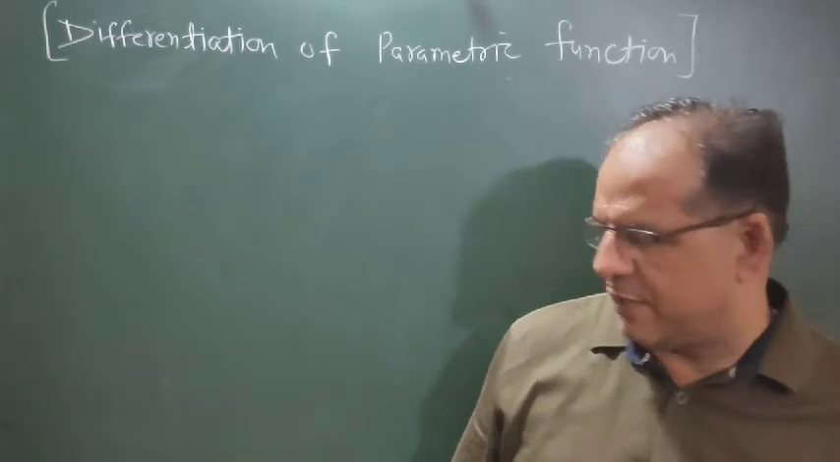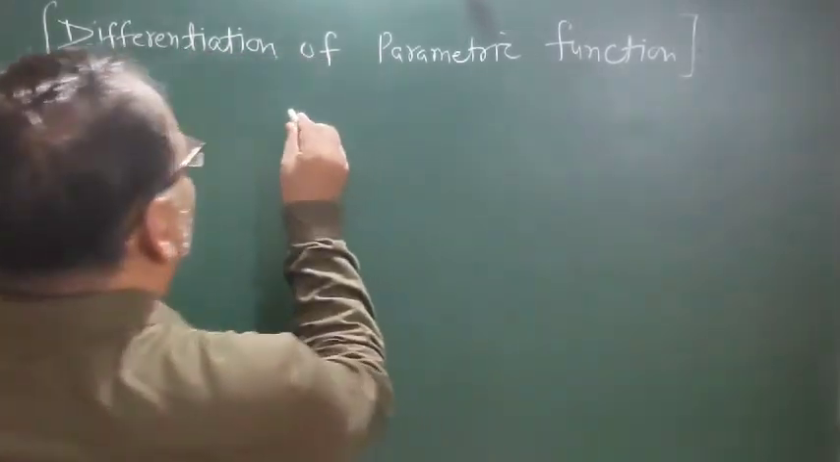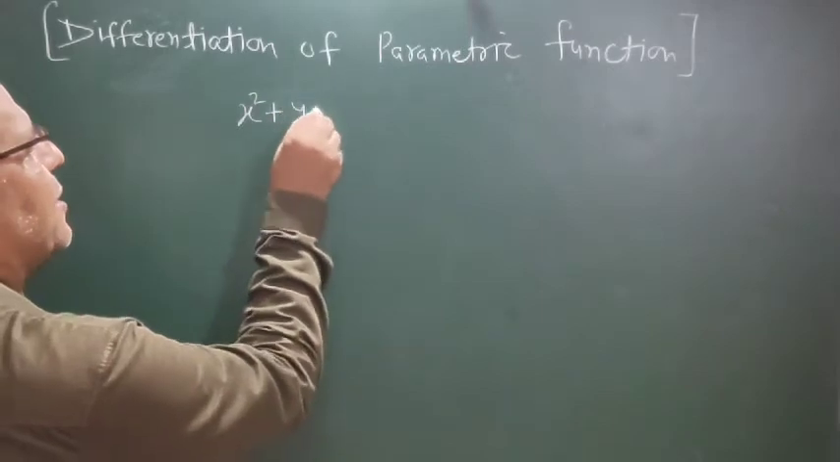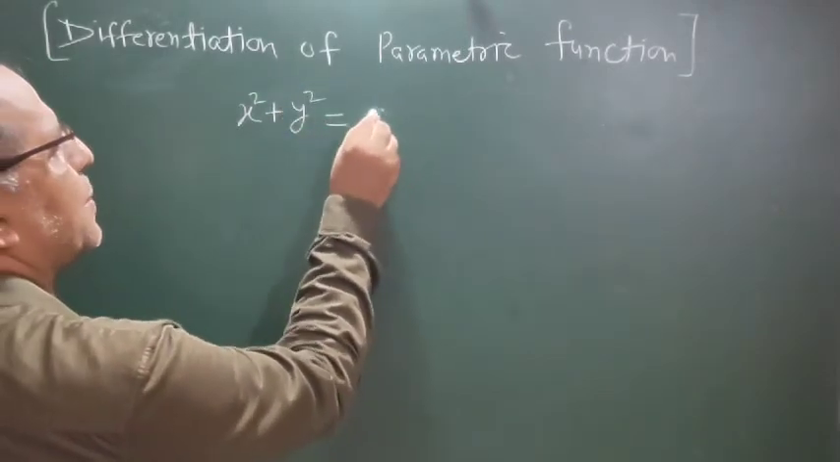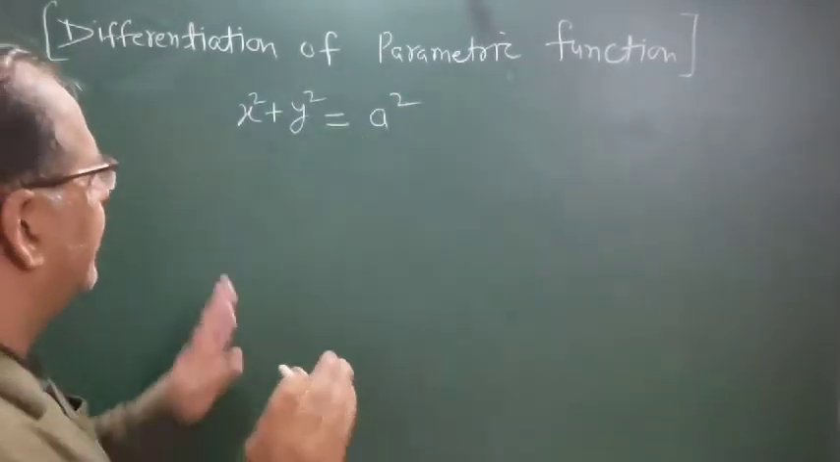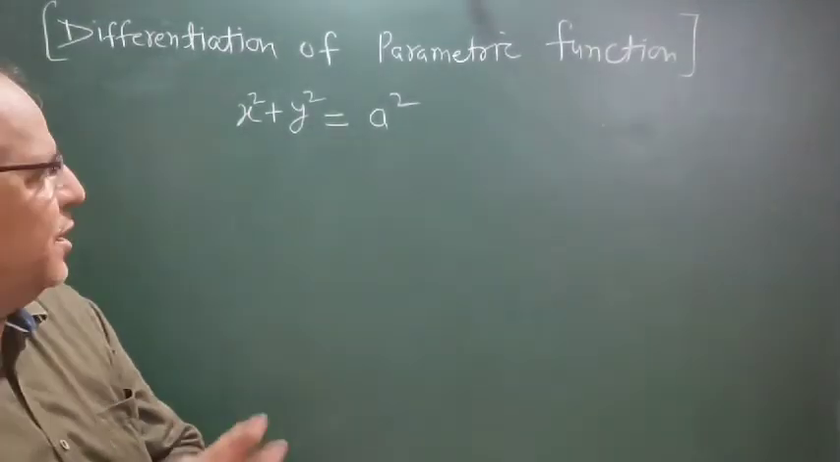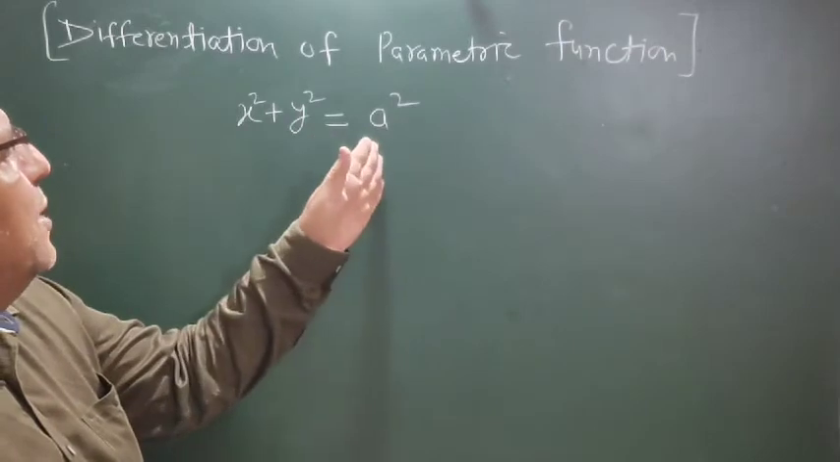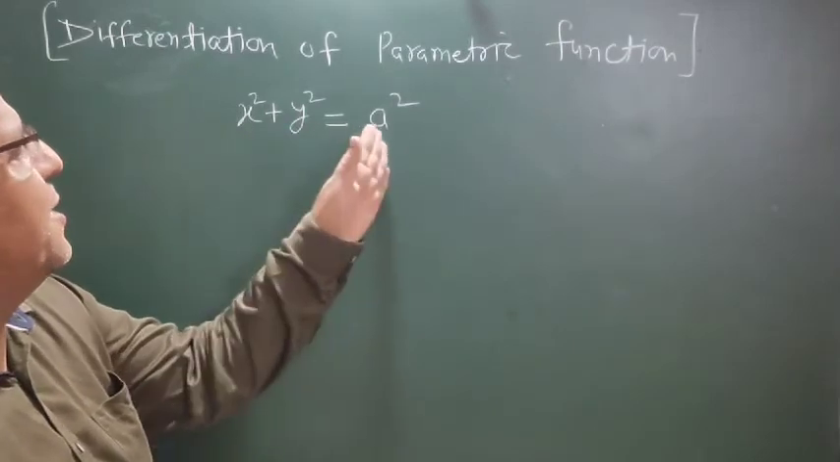For example, we know well the equation of a circle whose center is the origin is denoted by x square plus y square equal to a square. This is the equation of a circle, x square plus y square equal to a square, whose center is the origin and radius is a.